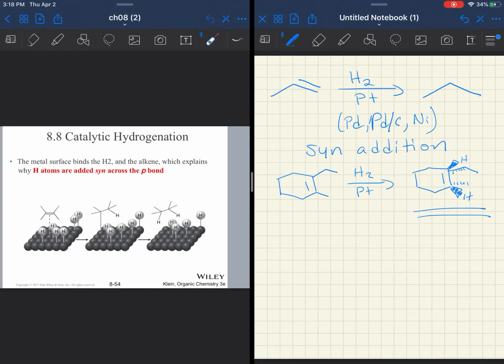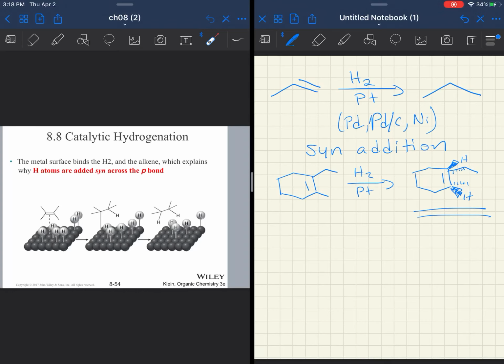Hydrogen, when it comes into contact with those metals, the H2 bond breaks and it adheres onto the surface of the metal. So that when your alkene comes along, it will be attracted to that metal surface, which will open up one of your carbons to pick up a hydrogen. From there, then the other side picks up a hydrogen and your alkane product leaves.